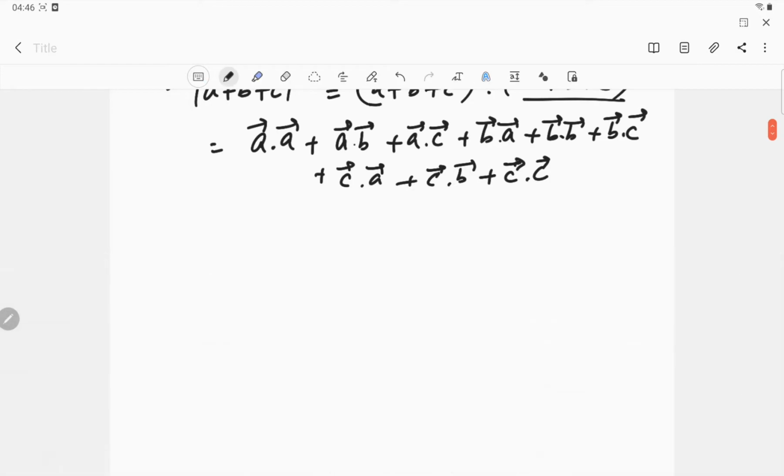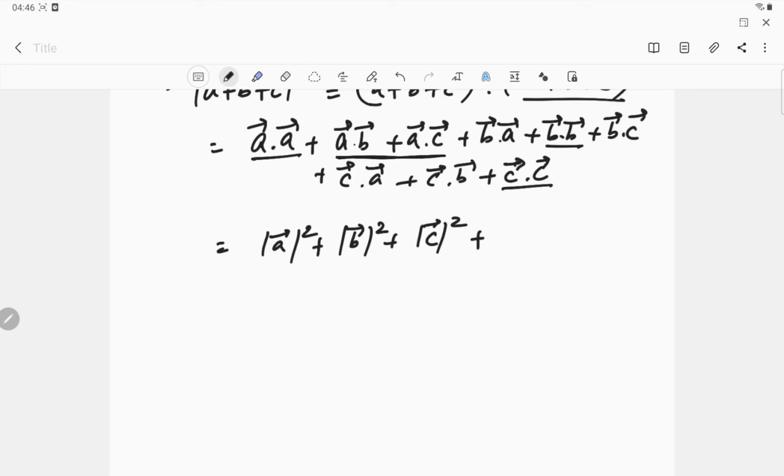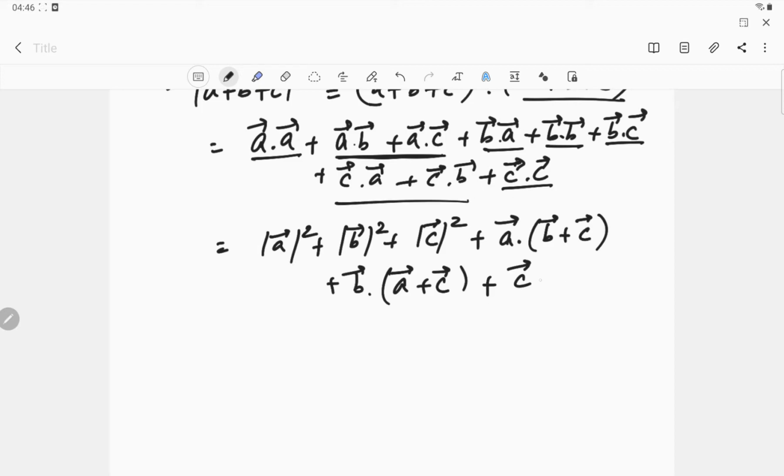This is what we are getting after doing the dot product, and here we can identify that A dot A, B dot B and C dot C are magnitude of A square, magnitude of B square and magnitude of C square. For the rest of the terms, we can see that some of them contain the A vector, so we can take A vector as common: A dot B plus C. Then the B vector, we can take B vector as common: B dot A plus C. And these two terms contain the C vector, so C dot A plus B.